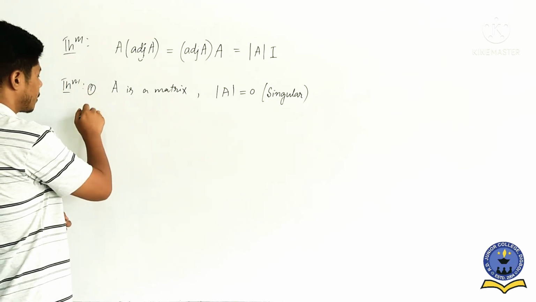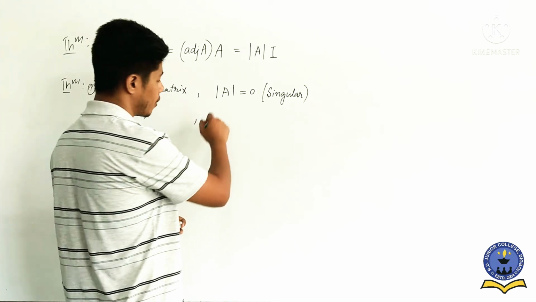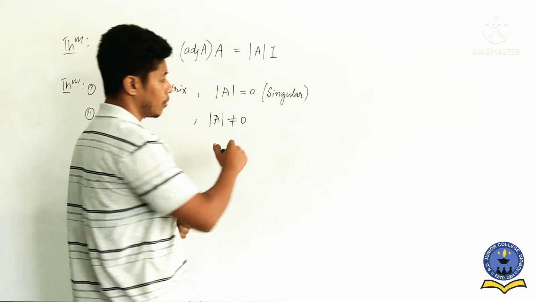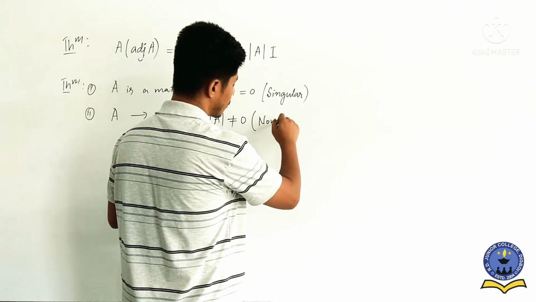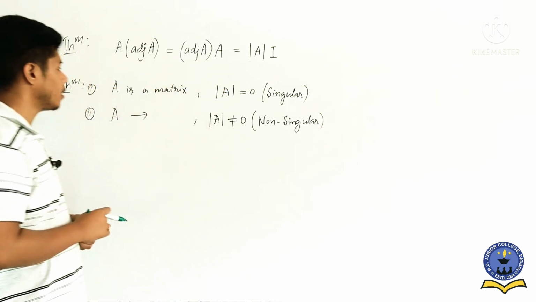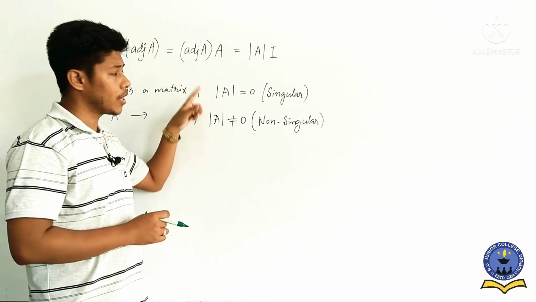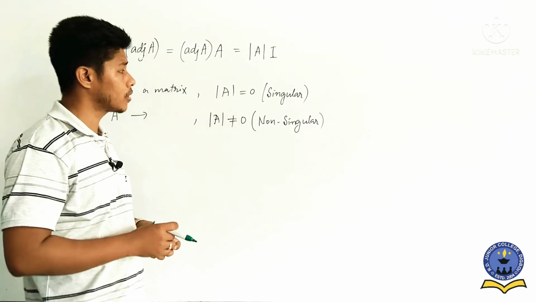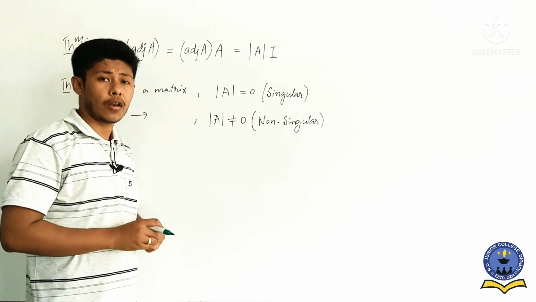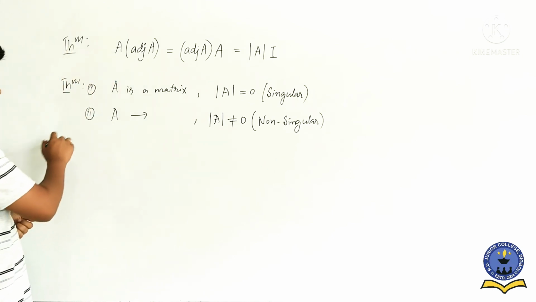Secondly, if A is a matrix given to us, and we find the determinant of A, and if the determinant of A is not equal to 0, then it is known as a non-singular matrix. Is it clear? Did all of you understand the difference between these two? If the determinant value is equal to 0, then it is singular, and if the determinant value is not equal to 0, then it is known as a non-singular matrix. Is it clear?